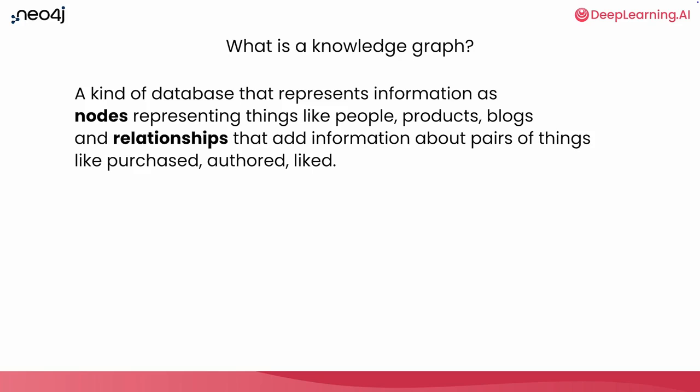It's a kind of database that represents information as nodes, representing things like people, products, blogs, whatever you might want to have as records in a database. But then also relationships that aren't simply a convention of using a join table, but that are first-class citizens. They're actually data records inside of the database that have a semantic meaning. They actually represent how two nodes are connected, and they add information about those two nodes.